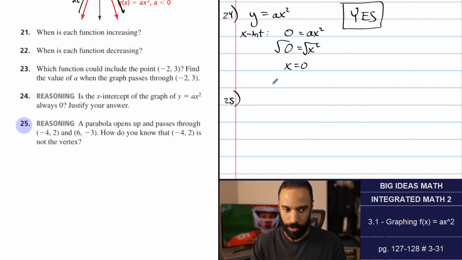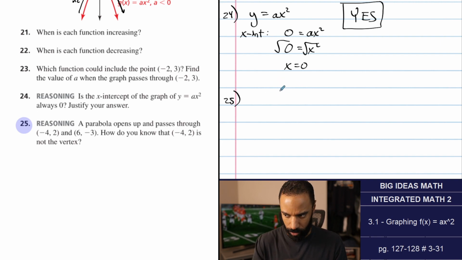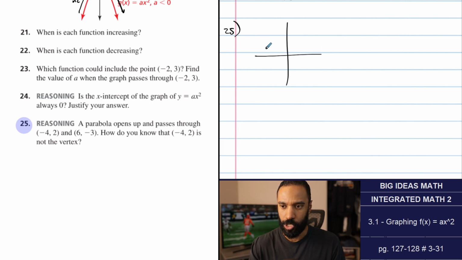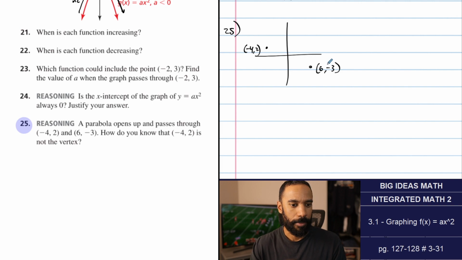Number 25, a parabola opens up and passes through negative 4, 2 and 6, negative 3. How do you know that negative 4, 2 is not the vertex? All right, well, let's look at what that looks like so we can describe that best. So negative 4, 2 would be like right here. 6, negative 3 would be like right here. And they said the parabola opens up.